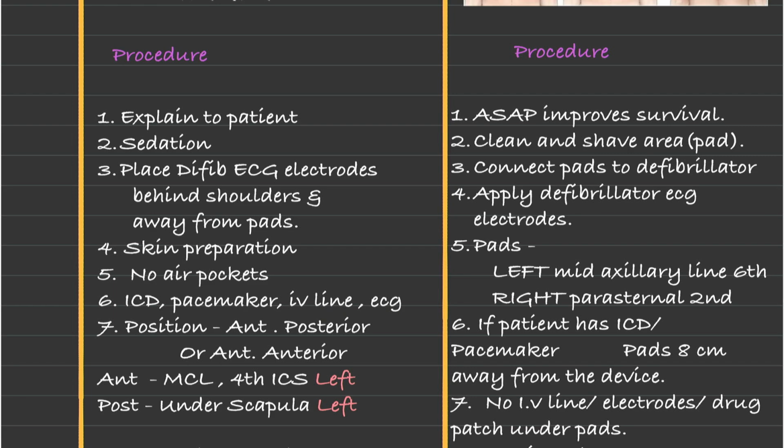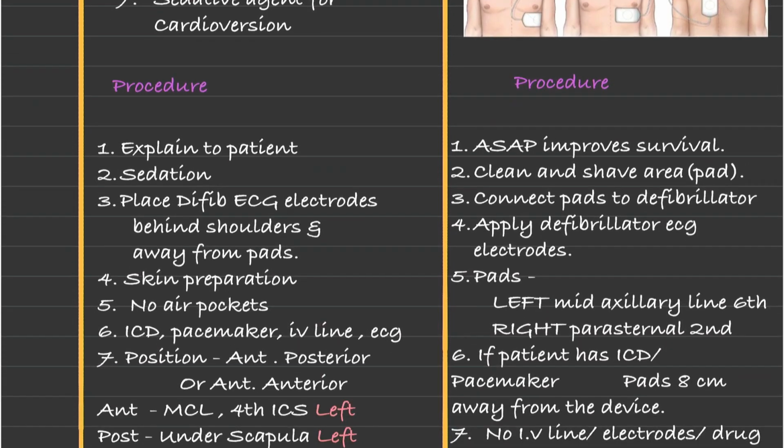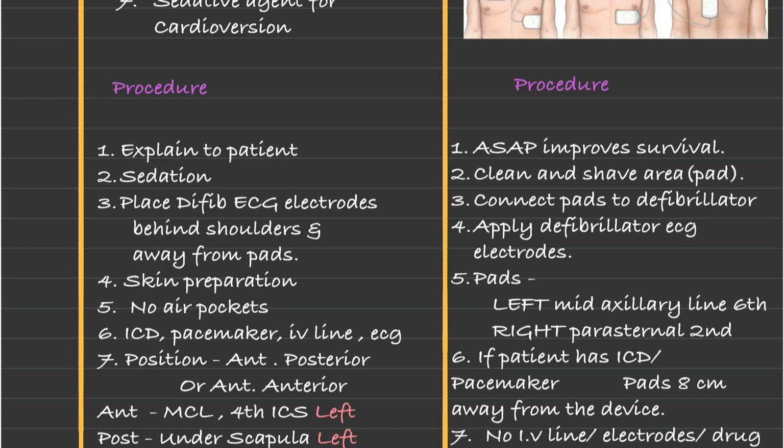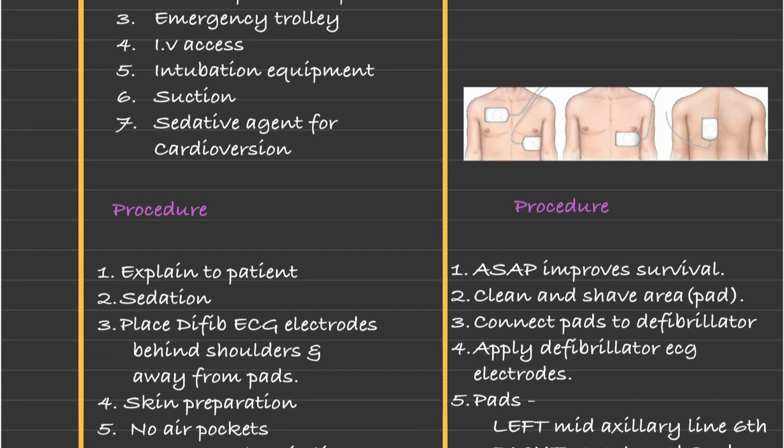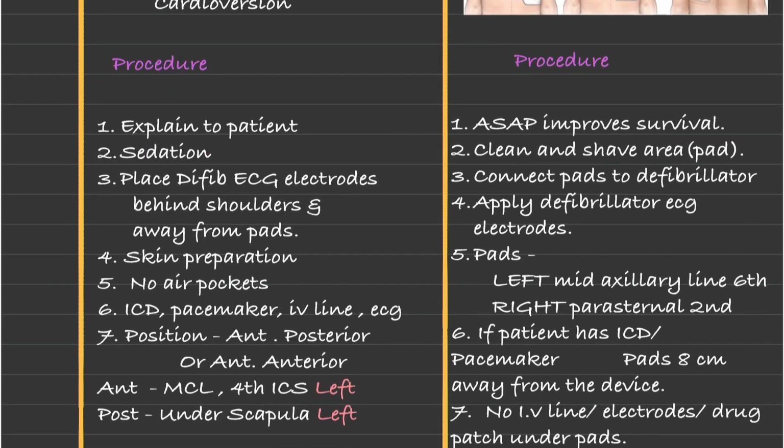For cardioversion, they can be placed antero-posteriorly or antero-anteriorly. If we talk about antero-posteriorly, it is placed in the mid-clavicular line at fourth intercostal space on the left side and posteriorly also on the left side under scapula. So this is the image of antero-posteriorly. This is placed just anterior to the heart and then posterior to the heart. Both are placed on the left side of the patient. This is placed on the mid-clavicular line, fourth intercostal space, and this is placed under the scapula left side. So this is the antero-posterior position.